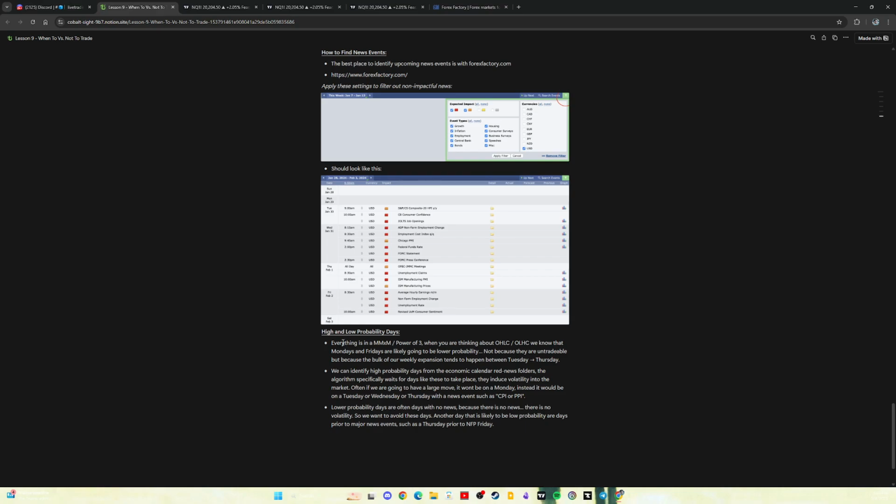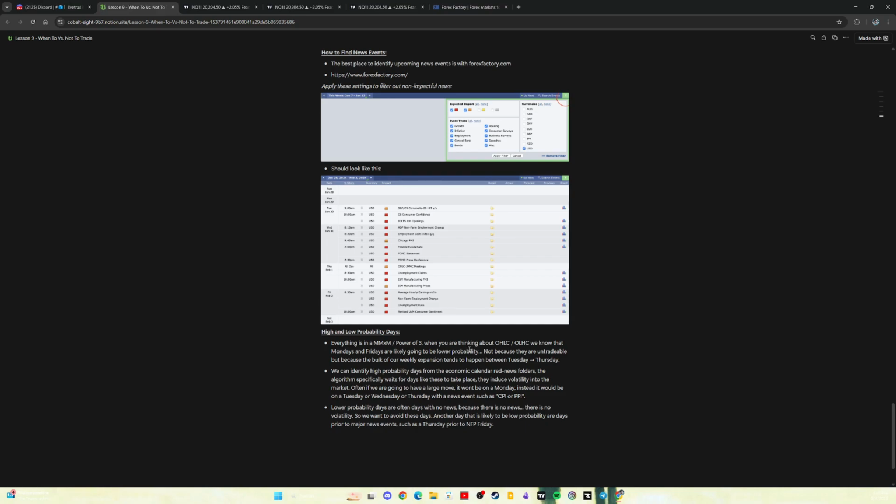So something to keep in mind is that the basics of everything is in a market maker model and constantly in a power 3. When you're thinking about open low high close, open high low close, which is what power 3 is, we know that Mondays and Fridays tend to be our low probability days. Not because they're untradeable, but because the bulk of the weekly expansion tends to happen between Tuesday and Thursday.